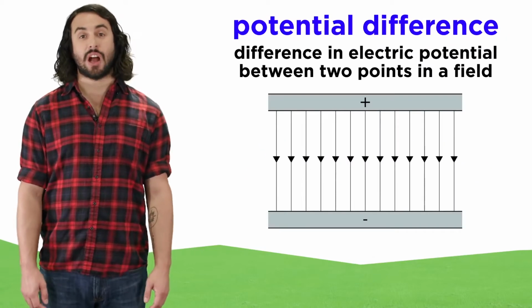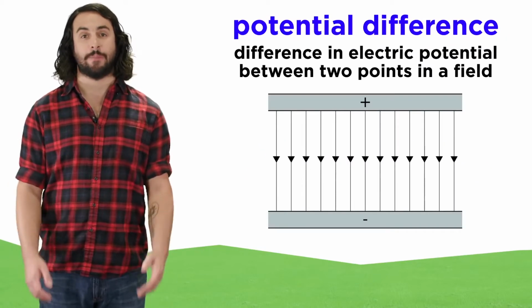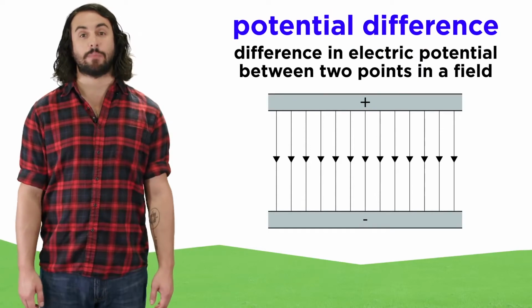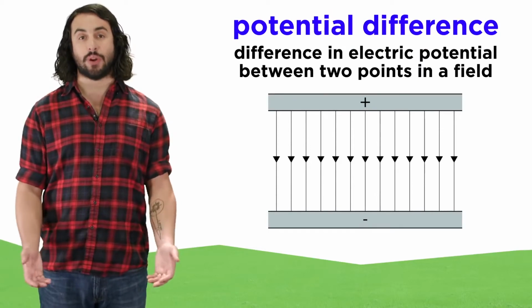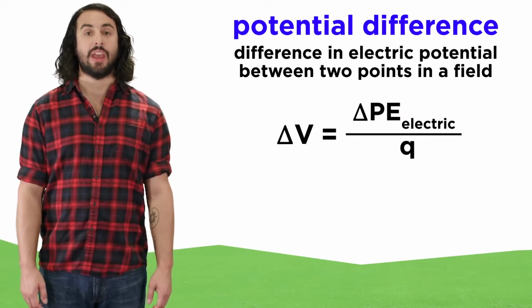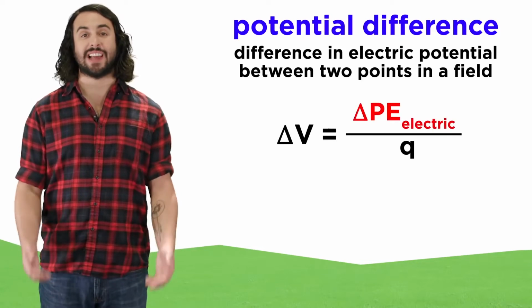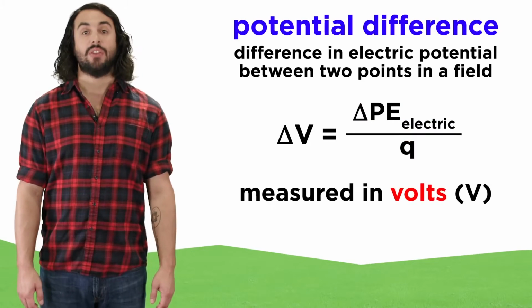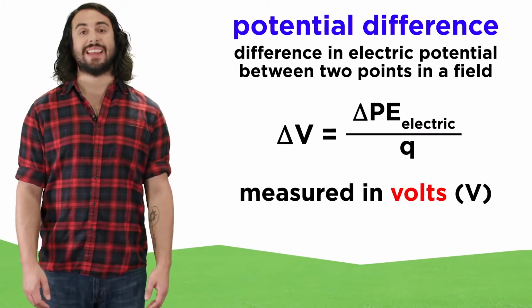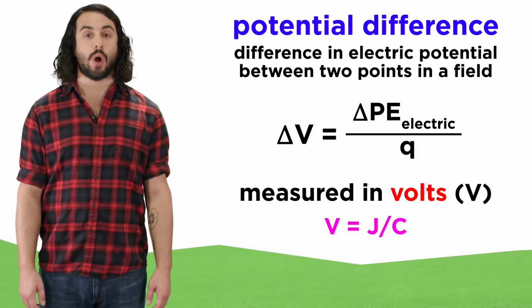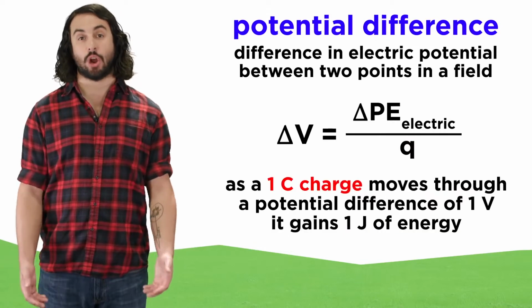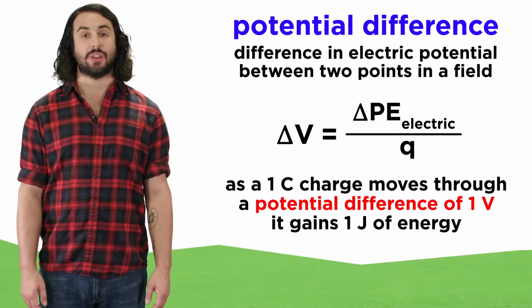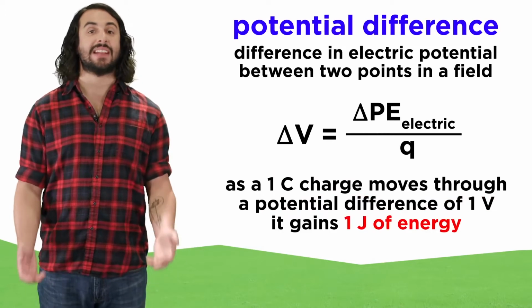This leads to the concept of potential difference, which is the difference in electric potential between 2 points in an electric field, expressed as the change in electrical potential energy over electrical charge. The SI unit for potential difference is the volt, which is equivalent to 1 joule per coulomb. This means that as a 1 coulomb charge moves through a potential difference of 1 volt, it gains 1 joule of energy.